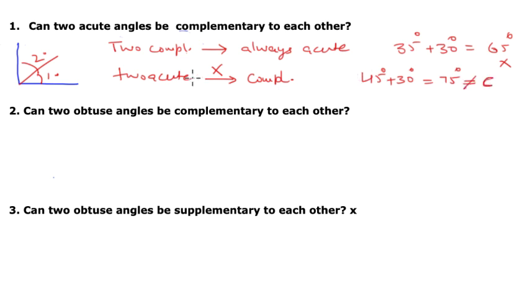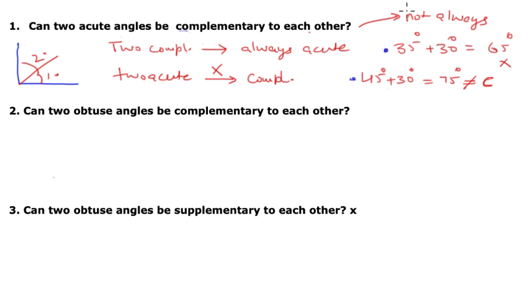So likewise, we can say that this statement, when it reads, can two acute angles be complementary to each other? The answer is not always. There will be many combinations where two acute angles will be complementary, but not always, not all the time. We have seen these two examples right here. Likewise, you can create multiple examples like this.